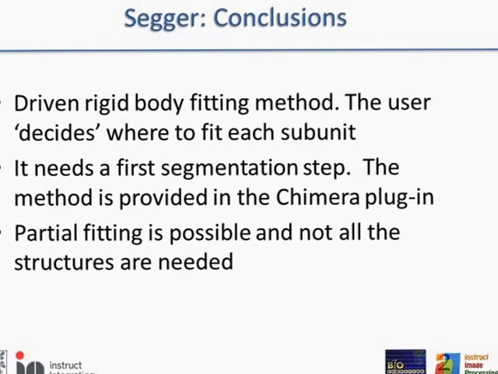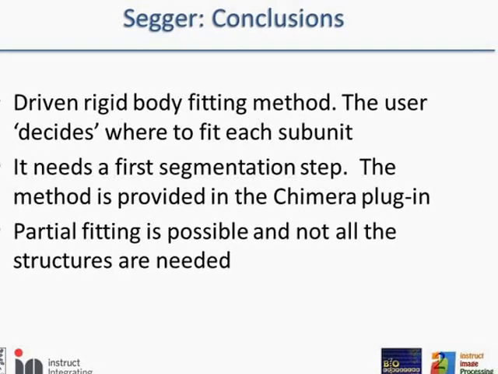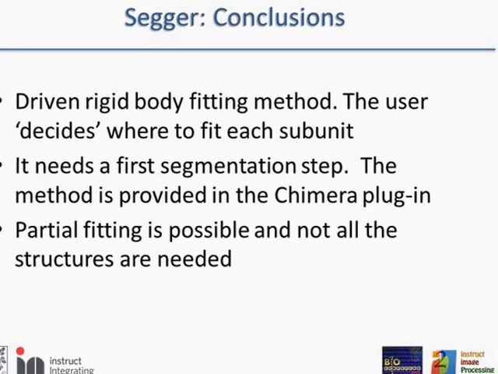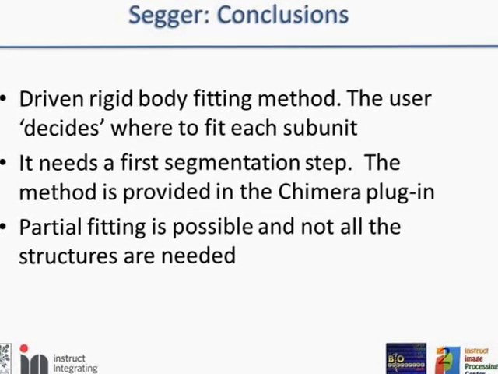Okay, so the conclusion about Segger: it's a driven process, and the method performs rigid body fitting. We have to go subunit by subunit, and we have to decide where to fit each subunit. First of all, we have to segment the volume, but the tool is provided in Chimera. And in that case, as we have segmented the volume, we can perform partial fitting.